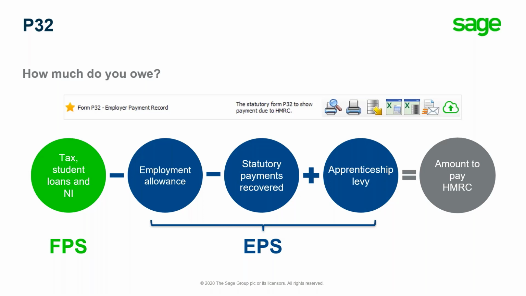either at the start of the tax year for employment allowance or at the end of each month for statutory pay and apprenticeship levy. So I'm going to show you how to run a P32 report. I'm also going to show you the EPS, and then we'll finish off the presentation with a quick flowchart around when you do need to send an EPS and when you don't.